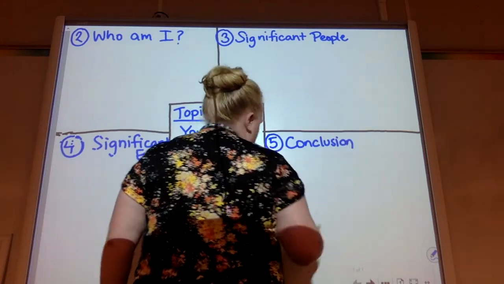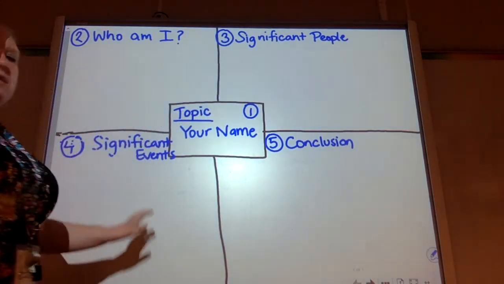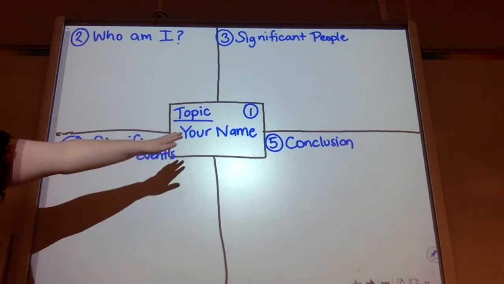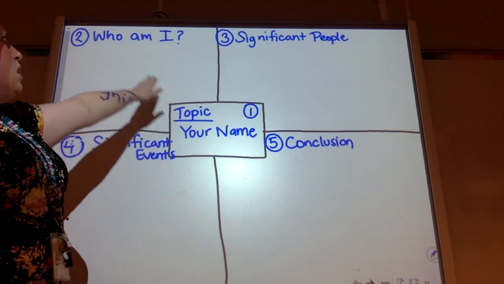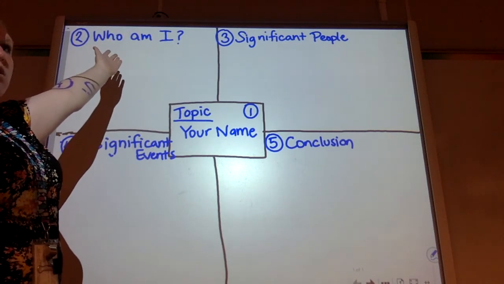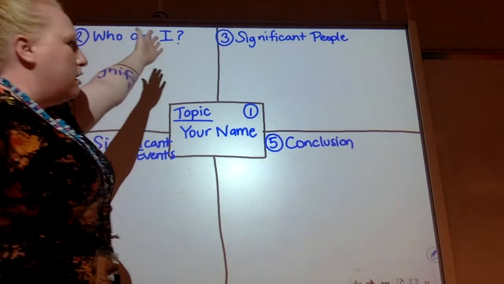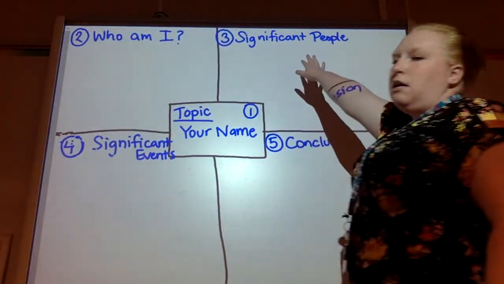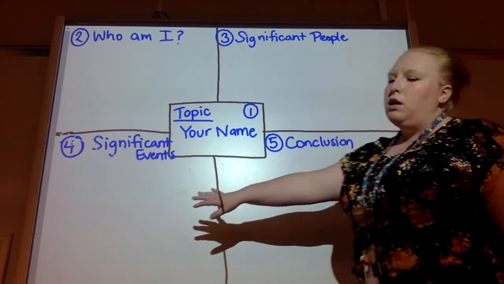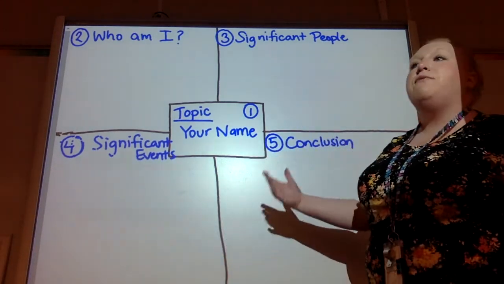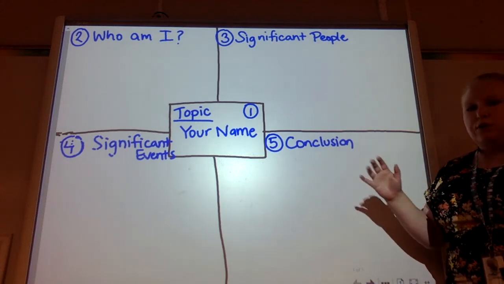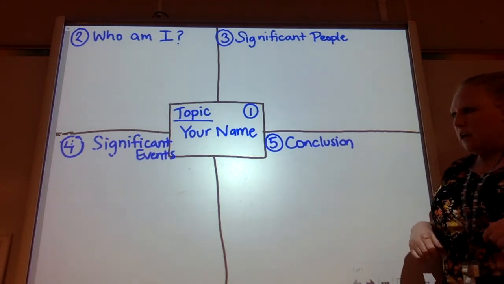Conclusion. Okay, so this is how we set our foursquare up. We've got our first paragraph here in the middle, which is our topic. Our second paragraph is where we're going to talk about who we are. Who are you? You know, we'll give more details, obviously. Paragraph number 3 is going to be about significant people in your life. Paragraph number 4 over here is going to be significant events that have occurred in your life. And then your conclusion paragraph, which is going to wrap everything up.